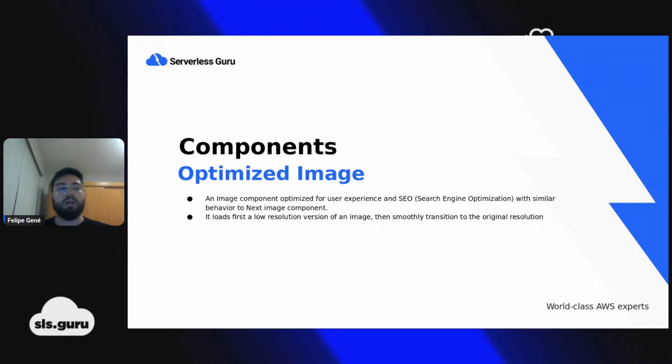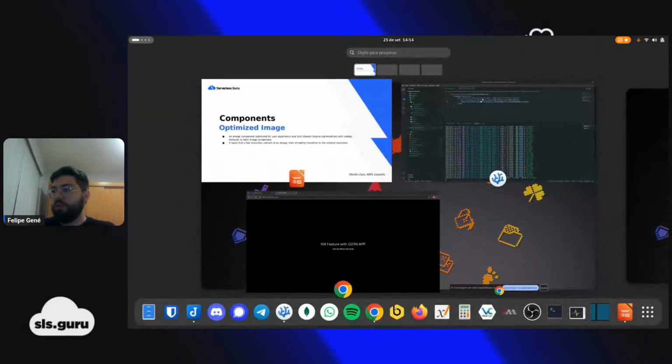As Next.js does have the image component, the Gothic framework has the optimized image component, which has a really similar behavior. Basically, what it does is that it loads a lower resolution of your image first, so that you can load it faster and deliver that to your user. And in the background, it will load the original image resolution and transition to that image smoothly. So how does that work? Let me give you an example so you guys can see the differences of performance between one and another, right?